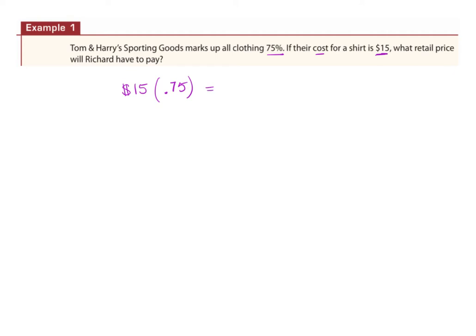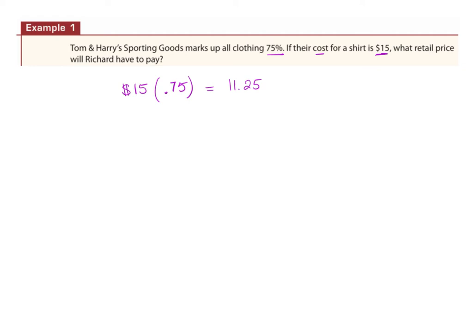So I'm going to multiply that and I'm going to get $11.25. Now clearly, this is not the retail price or they would be losing money on these, right? This is how much they're marking it up. They're marking it up 75%. That's the amount of dollars they're adding to their cost.